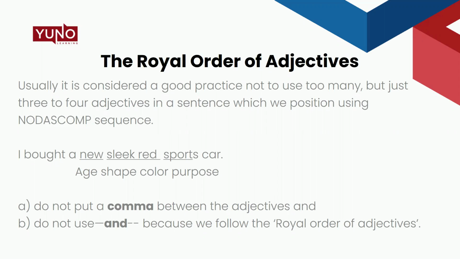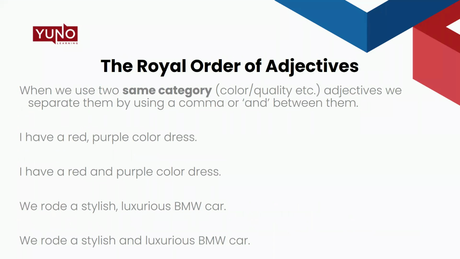Because we have placed all these adjectives using the NODASCOMP sequence, no comma, that is no punctuation, and no usage of the conjunction "and" is required. However, when we use two adjectives from the same category, like the same color or quality or age, material, etc., then we separate the adjectives by using a comma or by inserting the conjunction "and" between them. Let's have a look at this example.